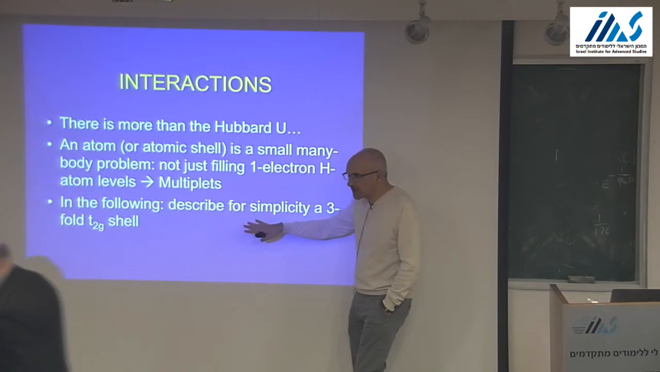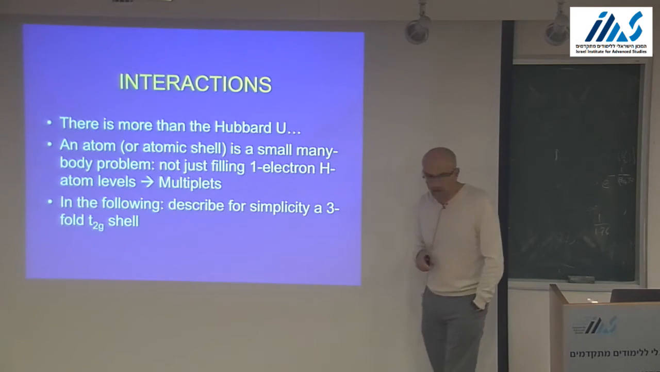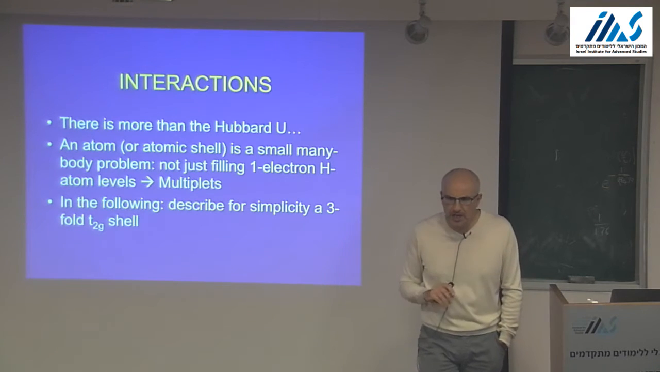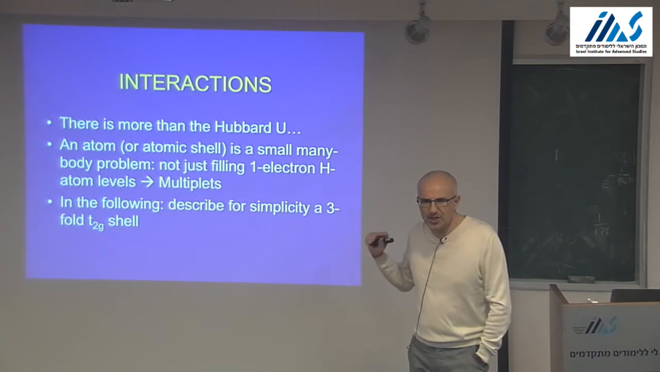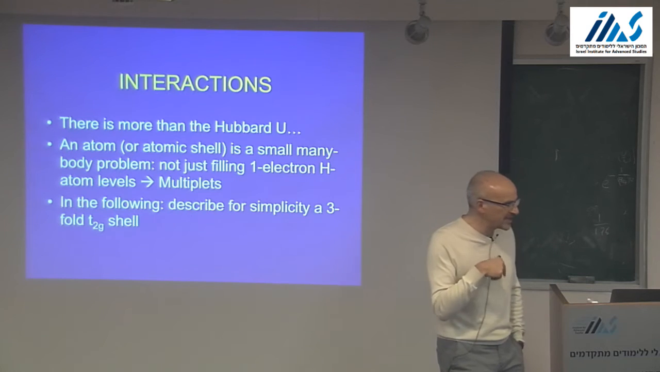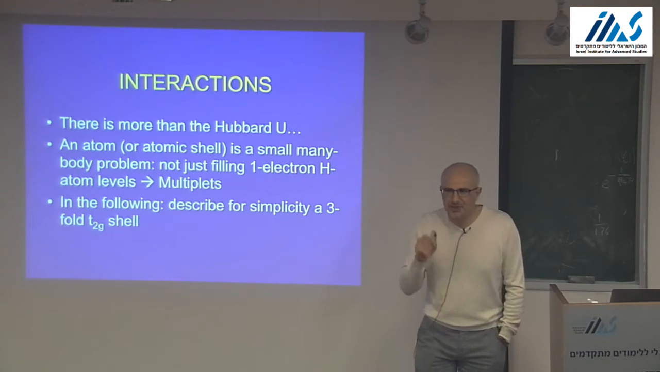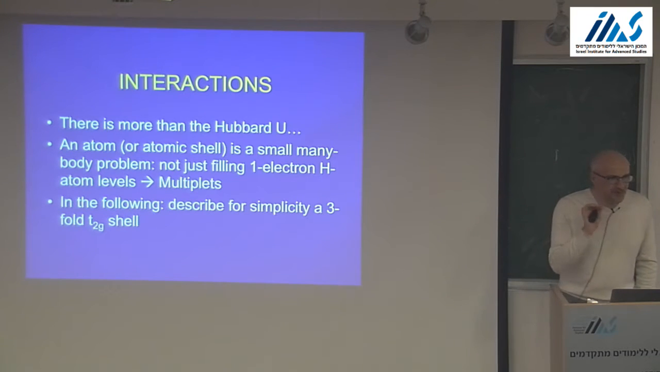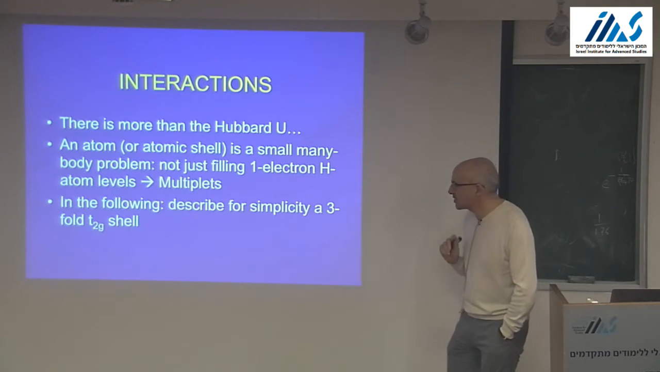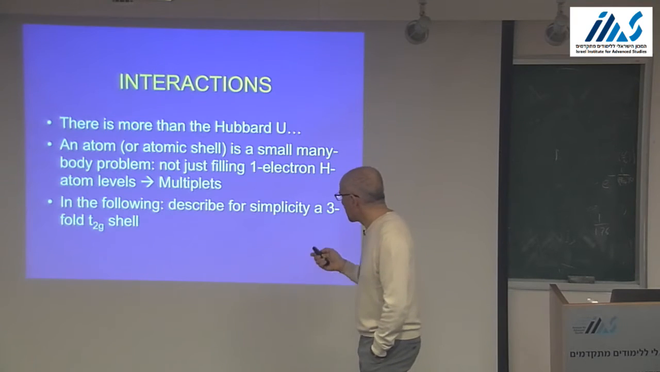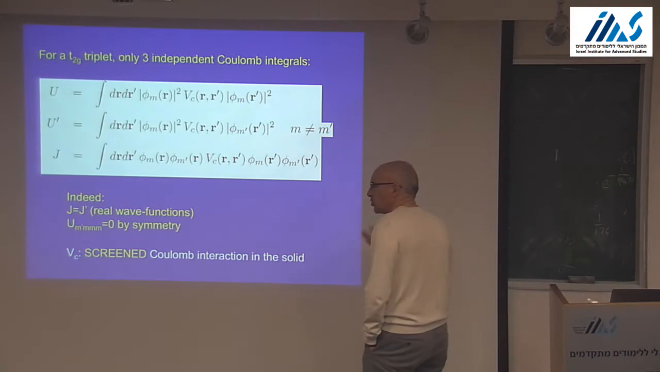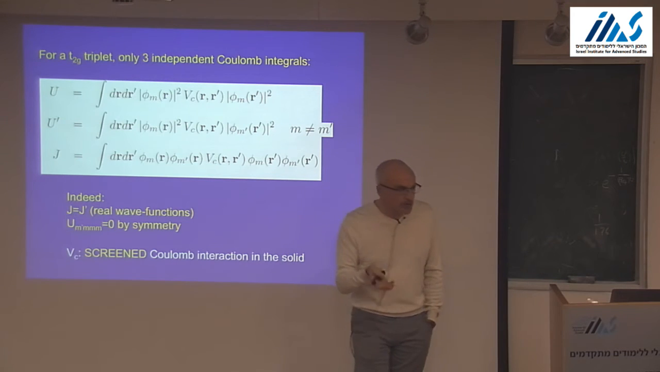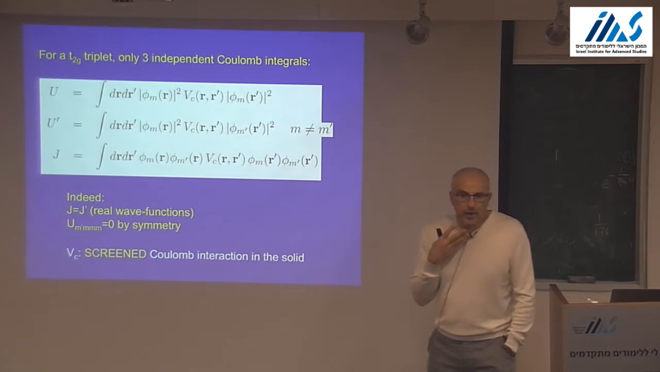Just focusing for simplicity on a threefold t2g shell, because the full classification, even just for the fivefold shell, is somewhat complicated. I flash a couple of slides that are very relevant here in the context of the Hebrew University of Jerusalem. You'll see why. But let me first, just for pedagogy, focus on a threefold t2g shell. So in that case, we have these cubic harmonics, xy, xz, and yz. They can be chosen to be real.